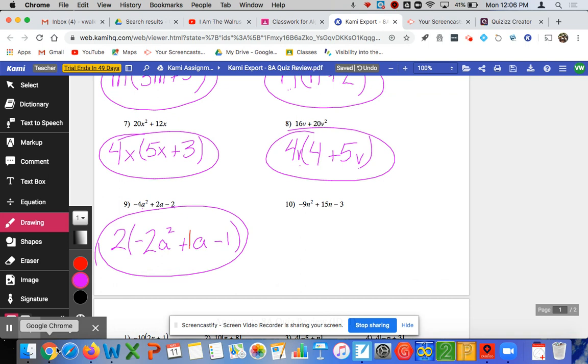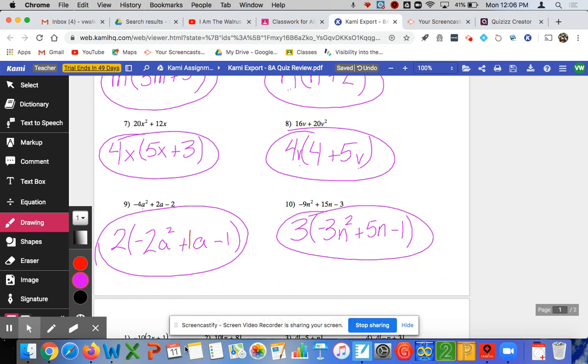Number 10, last one, negative 9n squared plus 15n minus 3. Again, not all of them have an n, so we're only going to be factoring out a number. So the largest number that can go into all 3 of them is actually 3. When we factor out a 3, 9 divided by 3 is 3, so I have a negative 3n squared. 15 divided by 3 is 5, so I've got a 5n. Negative 3 divided by 3 is negative 1.